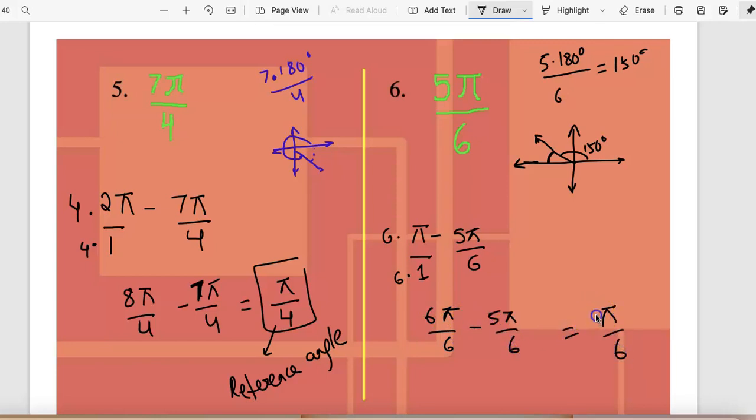Pi over 6. Now what is pi over 6? It is your 30 degrees. So this angle is 30 degrees. But we cannot write 30 degrees because the question is in radians. Our answer should be in radians.